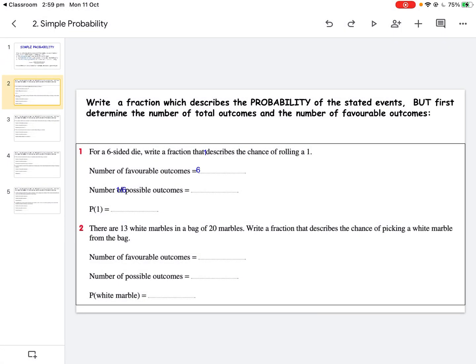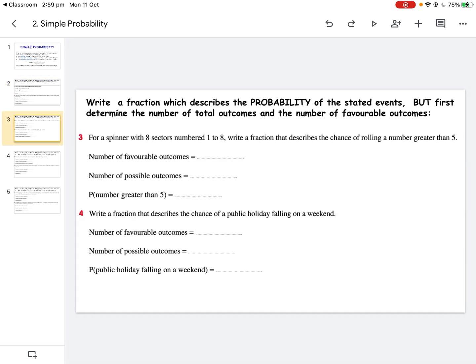The number of favourable outcomes is 13, and the number of possible outcomes is 20, so your answer should have been 13 over 20 for that one. Let's try the next one.